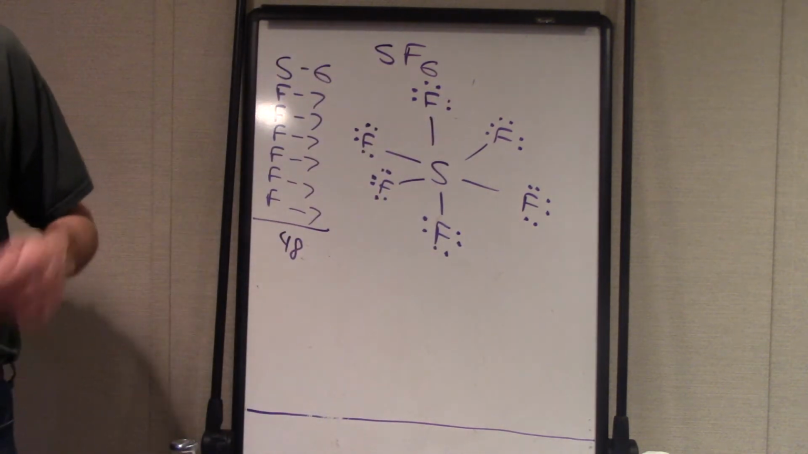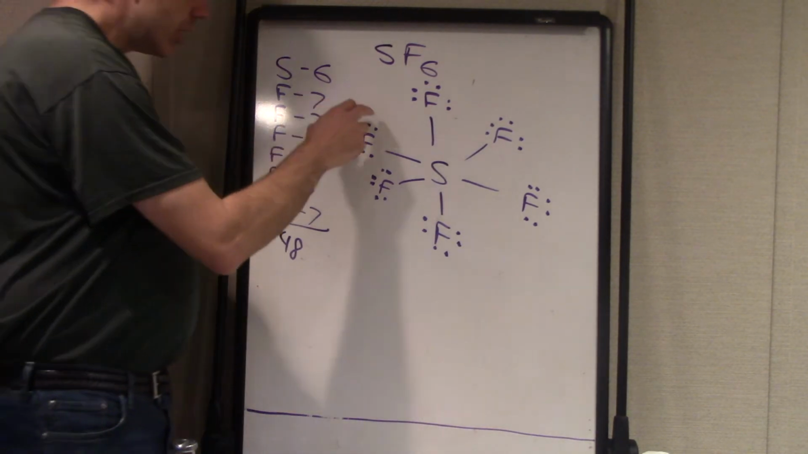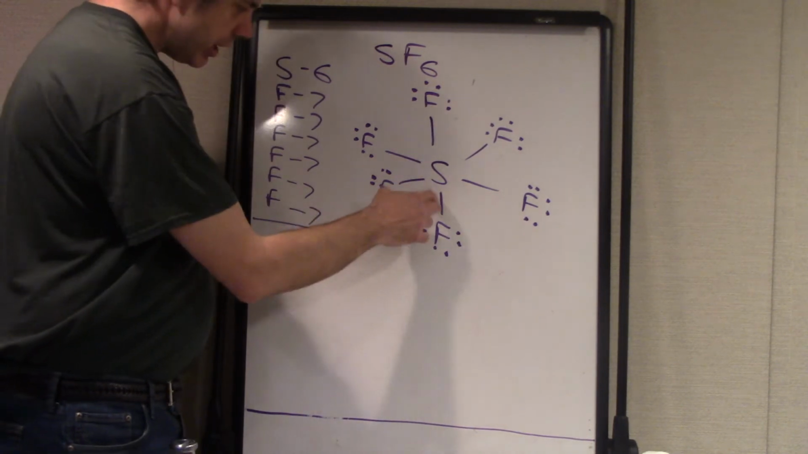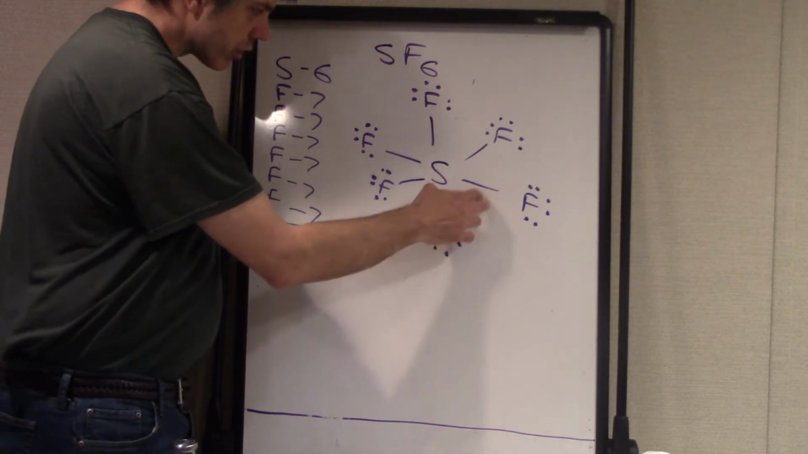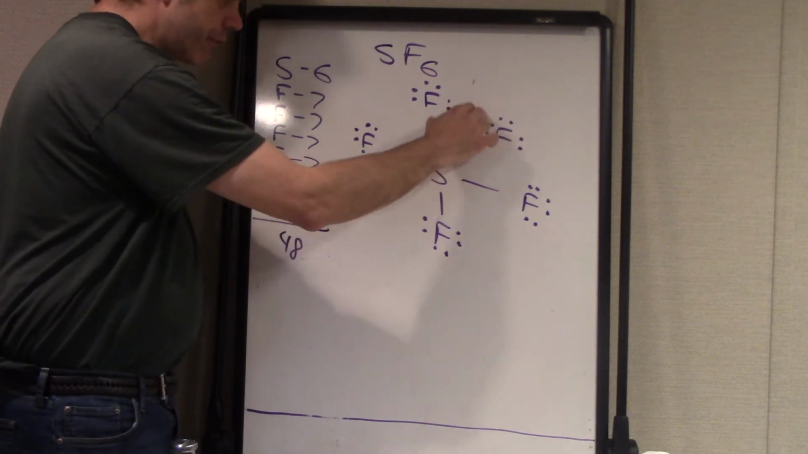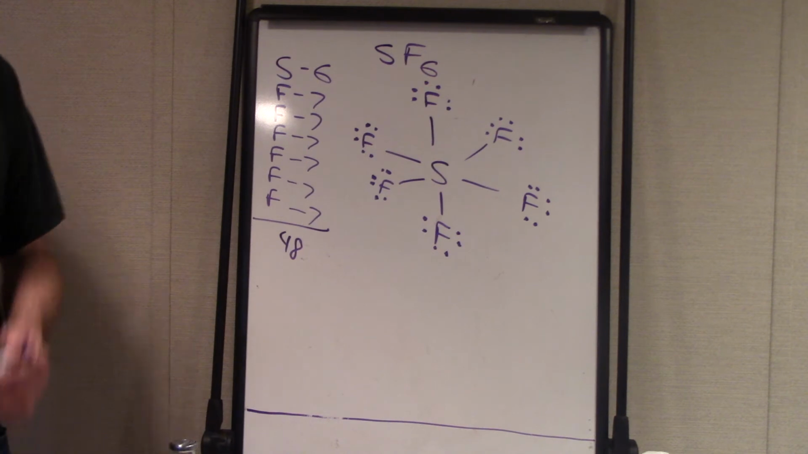Next up, it says check to see how you've done. You should be looking at 48 total electrons. 2, 4, 6, 8, 10, 12, 14, 16, 18, 20, 22, 24, 26, 28, 30, 32, 34, 36, 38, 40, 42, 44, 46, 48. We have our 48 electrons.